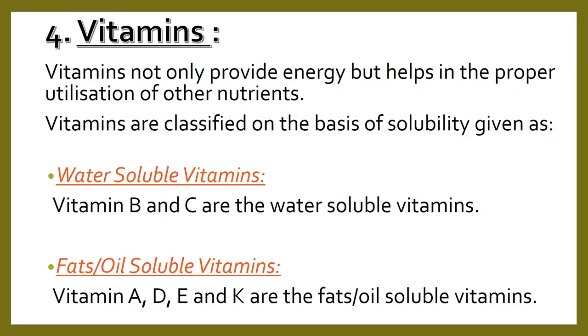The first micronutrient is vitamins. Vitamins not only provide energy but also help in the proper utilization of other nutrients. Vitamins are classified on the basis of solubility: the first one is water soluble vitamins and the second one is fat or oil soluble vitamins. Vitamin B and C are the water soluble vitamins, whereas vitamin A, D, E, and K are the fat or oil soluble vitamins.